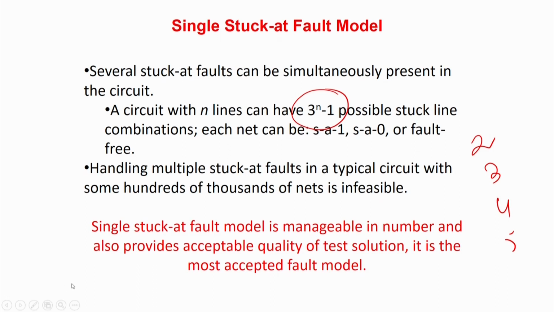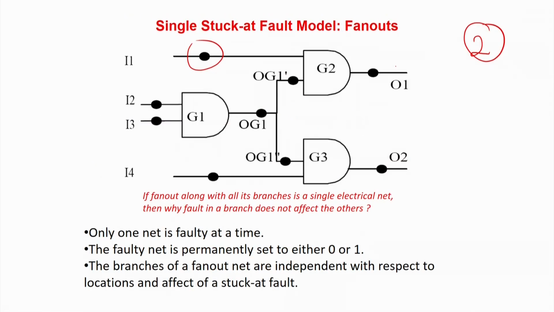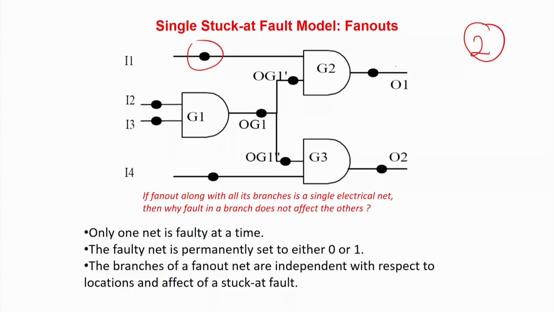The single stuck-at fault model is manageable in number and also provides an acceptable test quality solution, and it is the most accepted fault model. There is no problem if you assume multiple combinations, but the number of faults will be so high that you will end up generating more test patterns, and the main goal of reducing the number of test patterns or test pattern generation time will be gone. So, with a slight compromise in quality, we will assume that at a point only one of the lines can be stuck at fault, but all lines have to be tested.